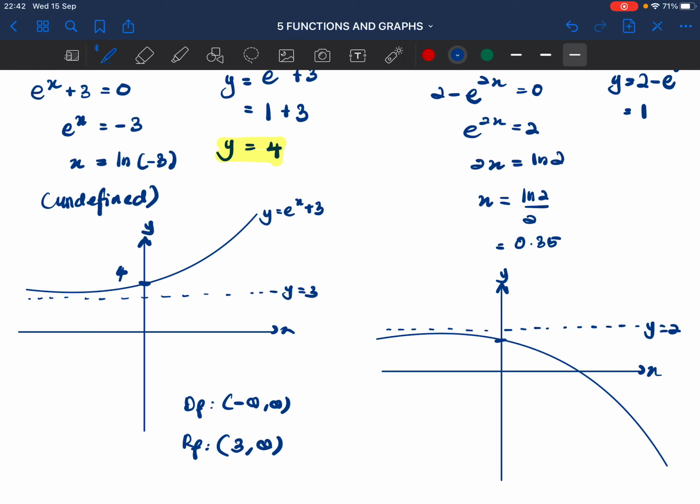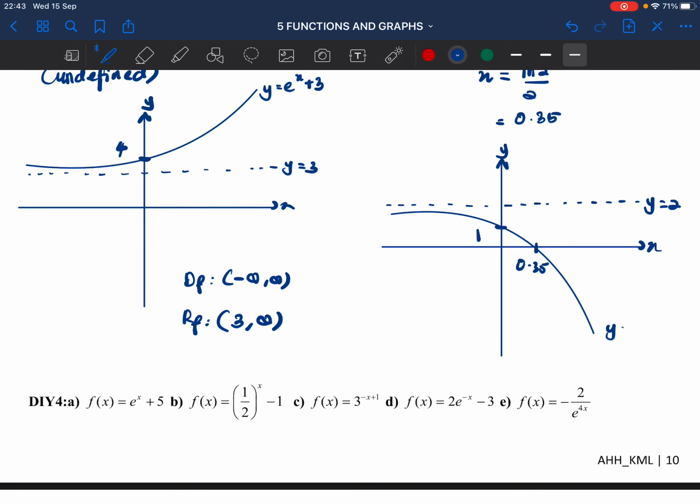Okay. So here is 0.35. Bukan. Here is 1. Here is 0.35. Macam tak kena je graf saya ni kan. Saya lukis balik ya. Okay, lebih kurang lah. So here is 1. Here is 0.35. Make sure to label your graph y equals to 2 minus e^(2x).